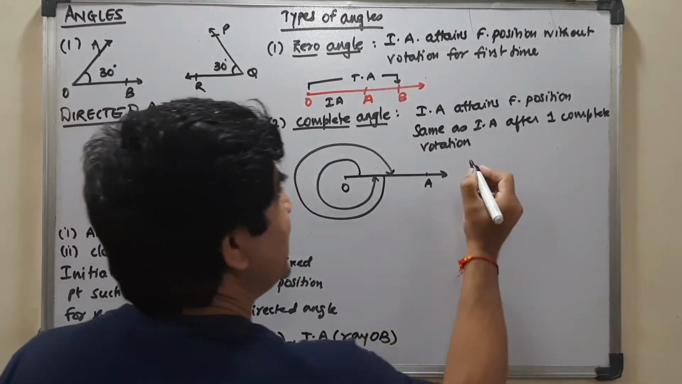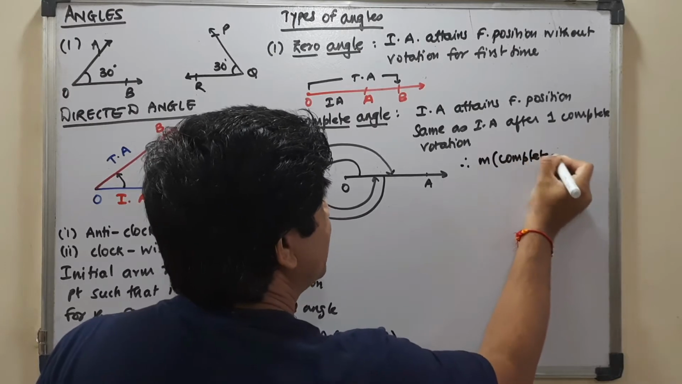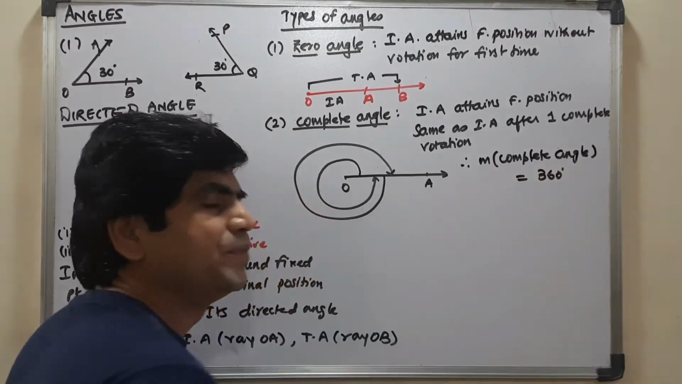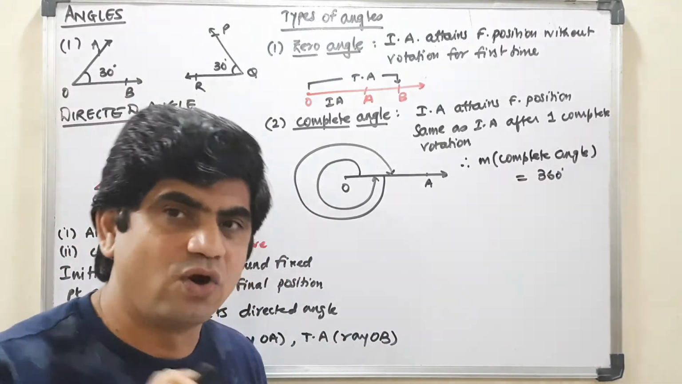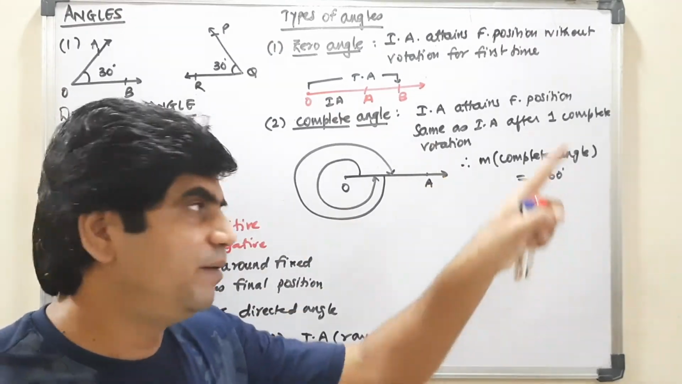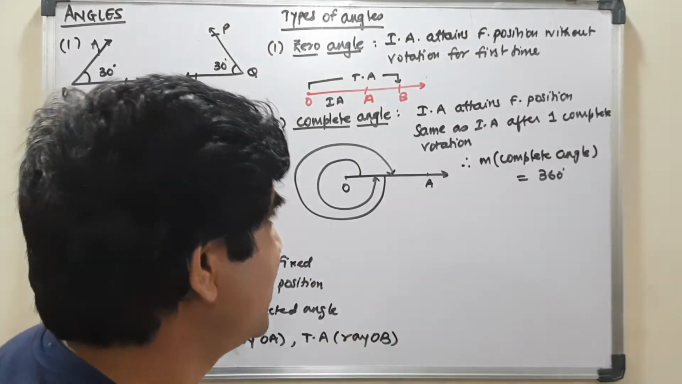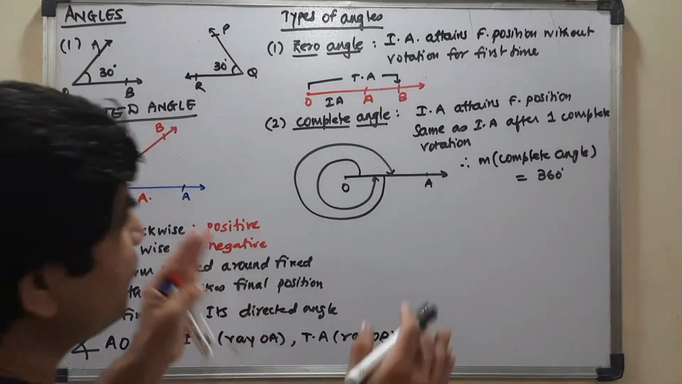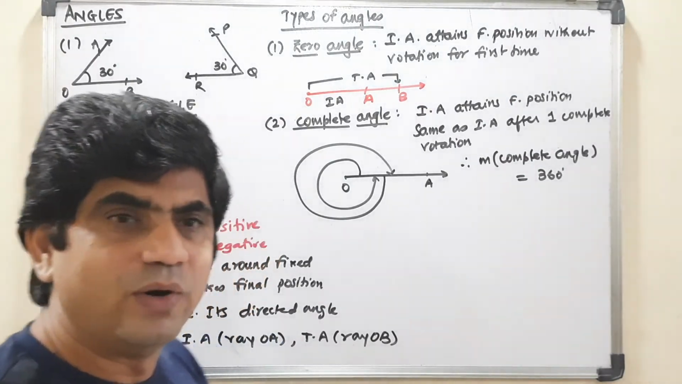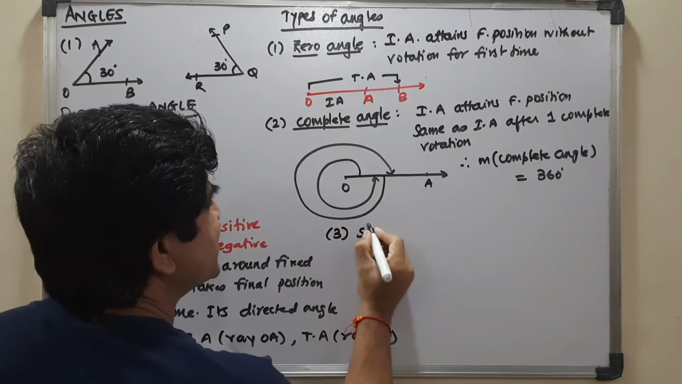So the measure of the complete angle, now it is complete, will be 360 degrees if it goes in anti-clockwise rotation. And if it goes in clockwise rotation, it will become 360 only, but in the negative direction, that is minus 360 degrees. So if you get this complete angle, then obviously I will be thinking about half of it. That is called a straight angle.